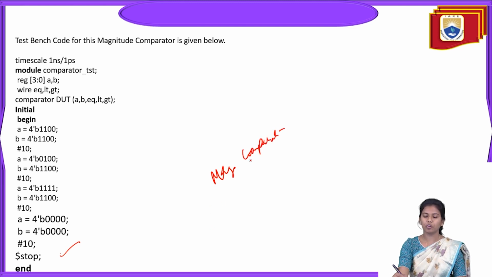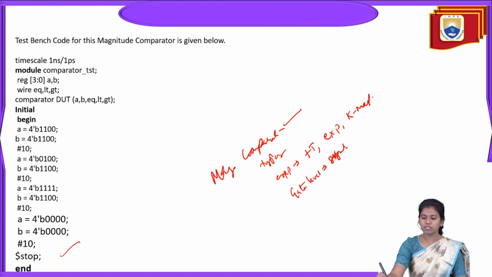From the exam point of view, you have to write what a comparator is and the types of comparator, with examples. In the examples, you have to write the truth tables, expressions and K-maps. And in the gate level module, you have to mention the syntax, followed by the test bench syntax. So this is all you have to cover in the magnitude comparator.